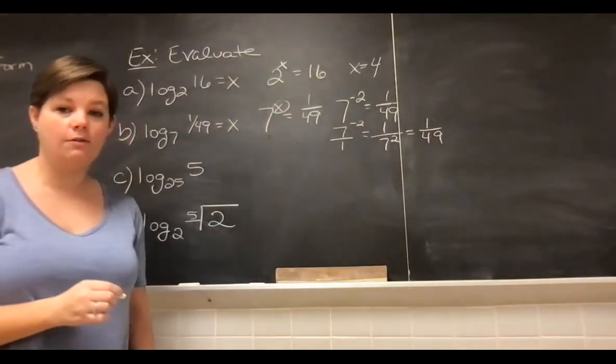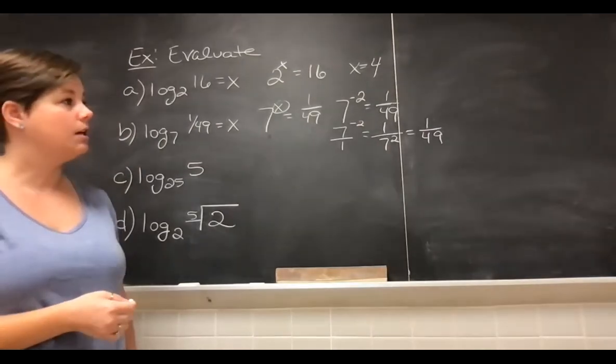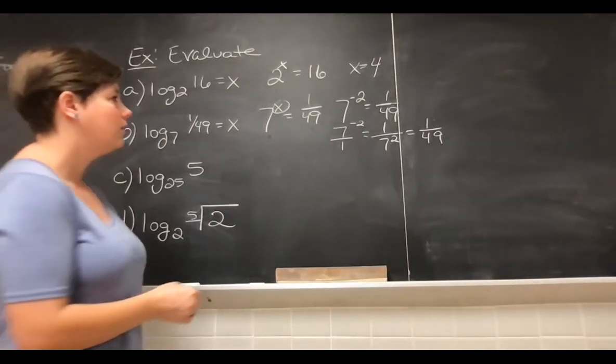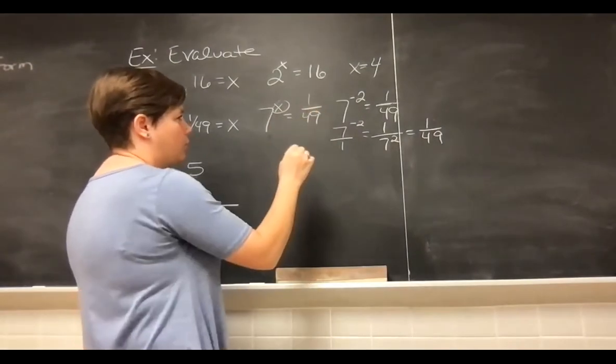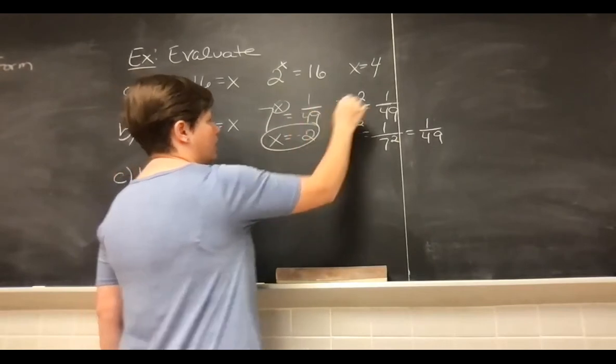If you're not totally comfortable with exponents, this is going to force you to get there, because you're going to have to learn how to see that 7 can go to 1 over 49 by simply saying that x equals negative 2.